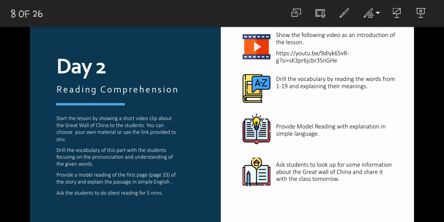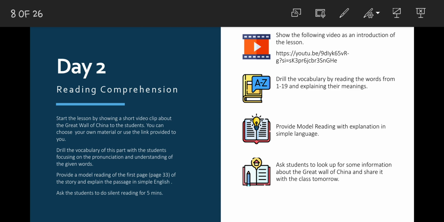Day 2, you are starting the unit. It is the day of reading comprehension. So you will start by showing the following video, which is a small YouTube video about the Great Wall of China. Then you will drill the vocabulary words from 1 to 19. Drill means you say the words, the students say the words, you repeat them, you explain the meanings, and the students have already written down these words in their copies under the heading of the unit.